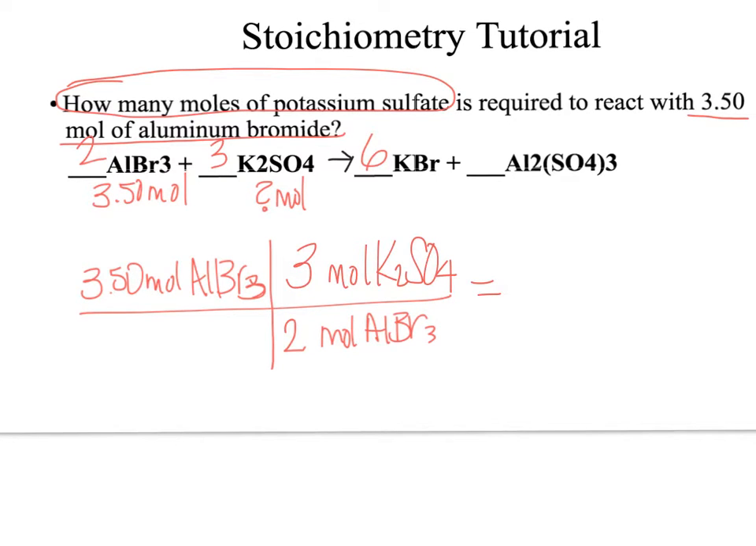So now I have my mole ratio. What this is saying is that for every 2 moles of aluminum bromide, I need 3 moles of potassium sulfate to completely react. And so now we're ready to do our calculations. So I'm going to say multiply everything on the top and divide by the bottom. So the way that I would do this is I would say 3.50 times 3 equals, and then I would divide it by 2. And when I do that, I get my answer of 5.25, because I need 3 significant figures, moles of potassium sulfate.